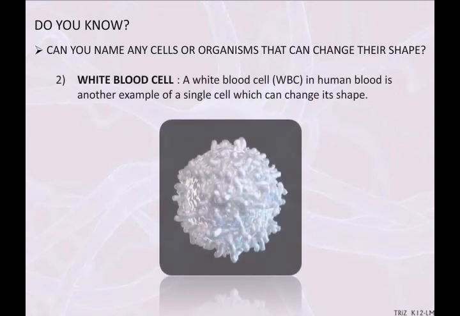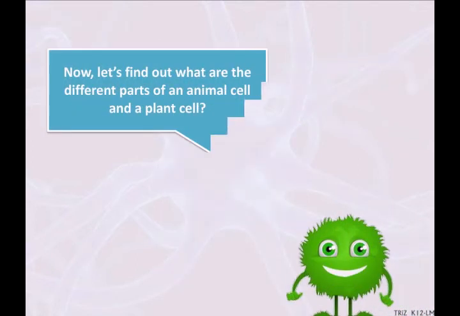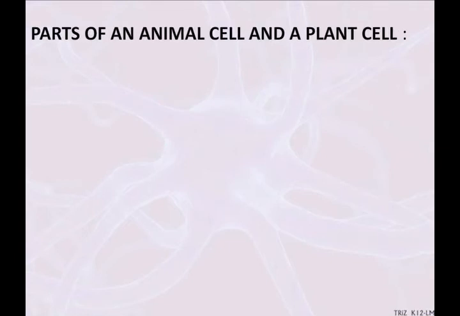White blood cell. A white blood cell or WBC in human blood is another example of a single cell which can change its shape. Now let's find out what are the different parts of an animal cell and a plant cell. Parts of an animal cell and a plant cell.